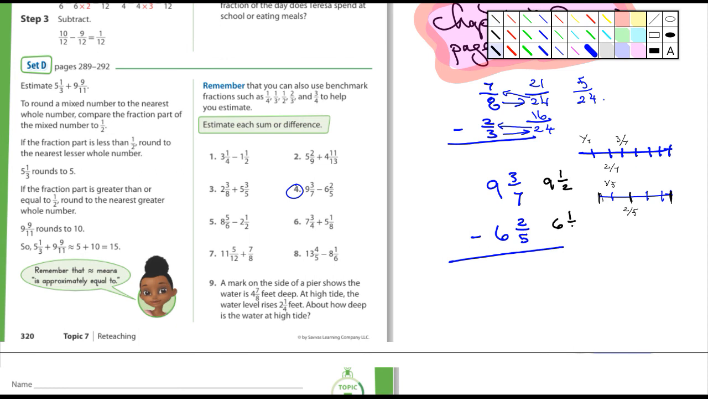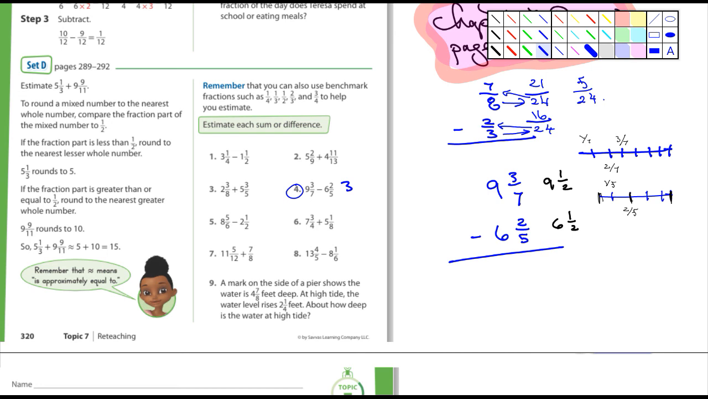6 1/2. All right. Well, what's 1/2 subtracting 1/2? That's 0. So we're done with the fractions. They cancel each other out. And what's 6 from 9? That's going to be 3. So I think a fair estimate would be 3 for number 4.